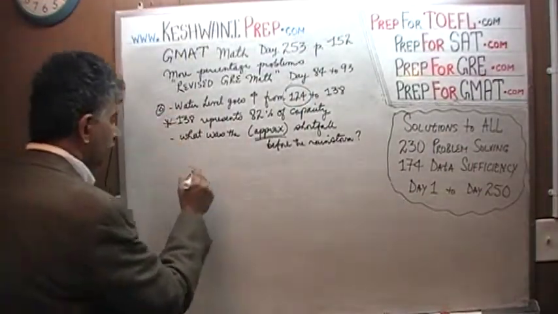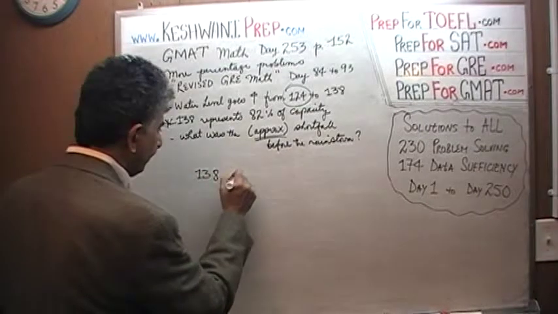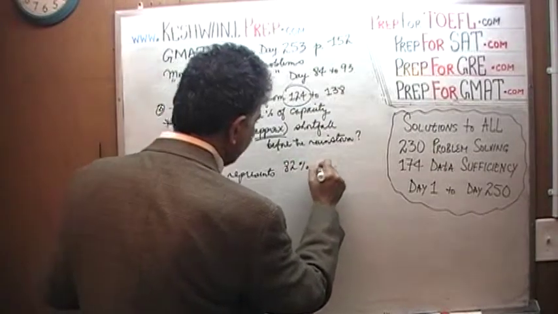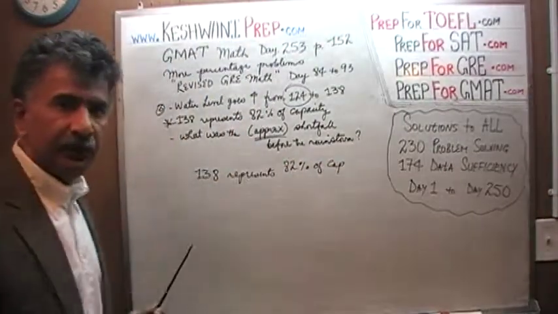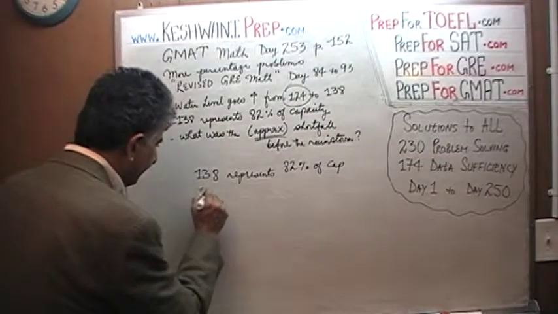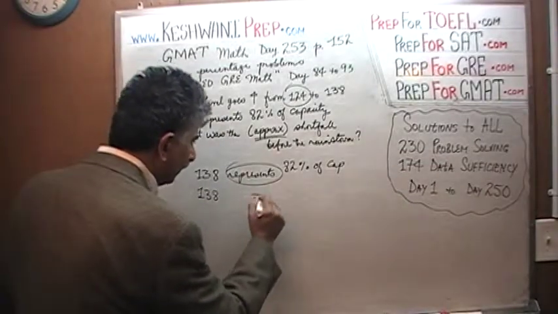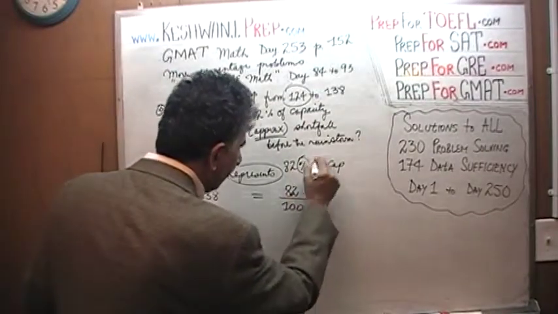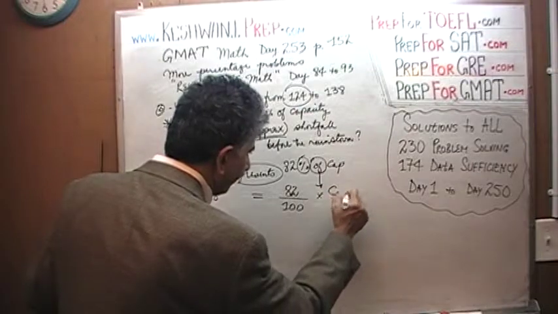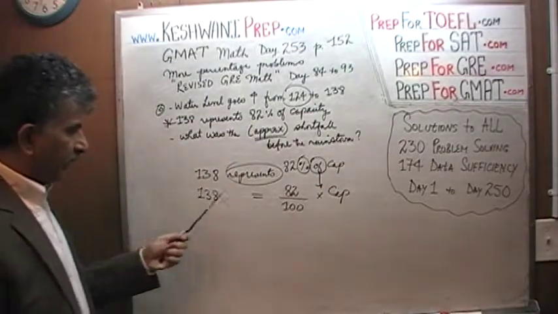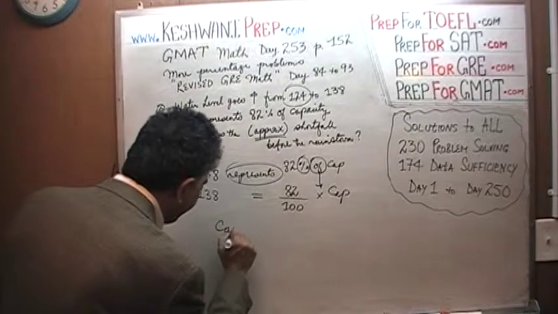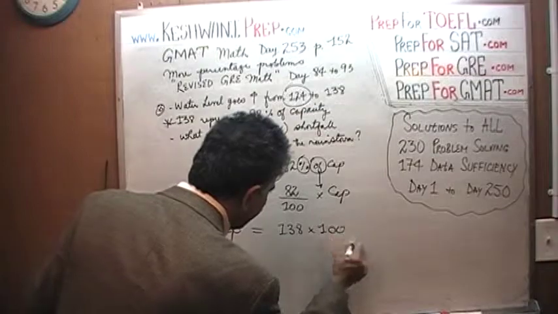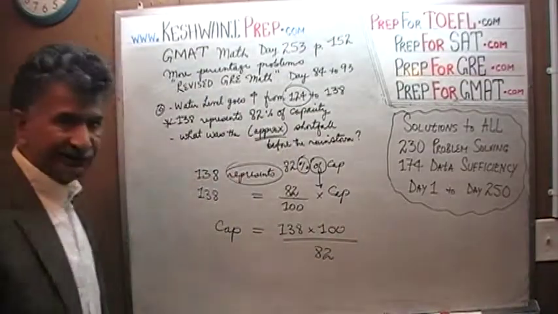We are told that 138 represents 82% of the capacity. Let's translate this sentence into an equation. 138 represents means equals, 82% means 82 over 100, of means times, capacity. Bring the 100 to the top and the 82 to the bottom. The capacity is equal to 138 times 100 over 82. This is the exact value of the capacity.